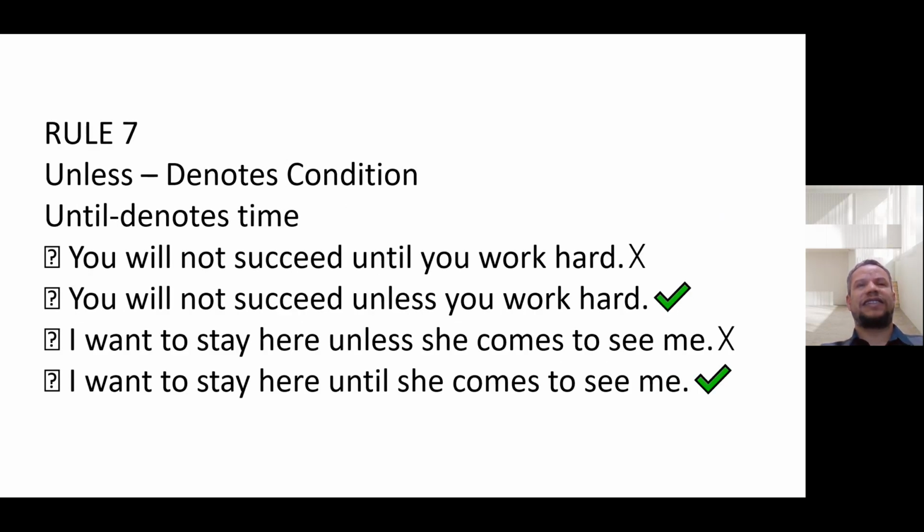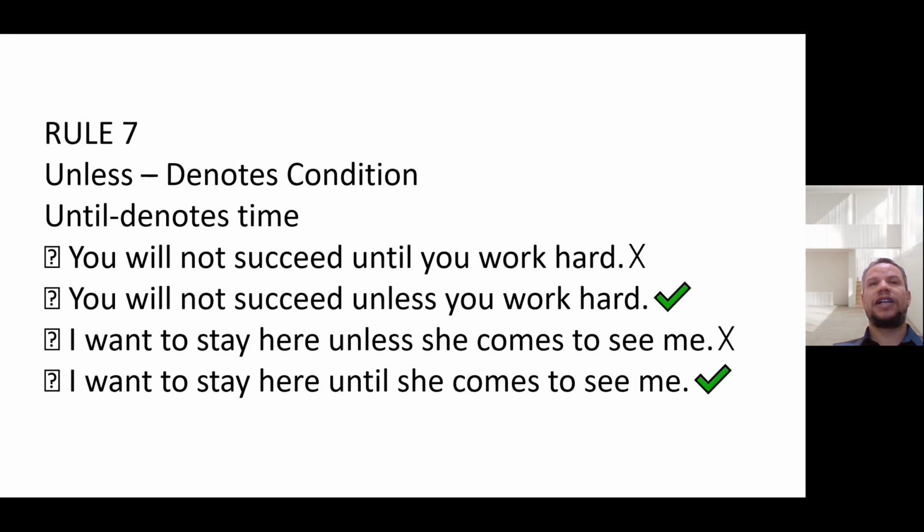Rule number 7, unless. Unless for condition, by the way. Unless means if not. Unless means if, in the negative, I mean. So until denotes time. We have two: unless as a condition, and until for time. So until for time, unless for condition. Unless means if not, so if for condition, sure, and until for time. Example, you will not succeed until you work hard. Where is the time here? No time, so until is wrong here. It should be unless, because if I have a time, it will be until. But I have a condition.